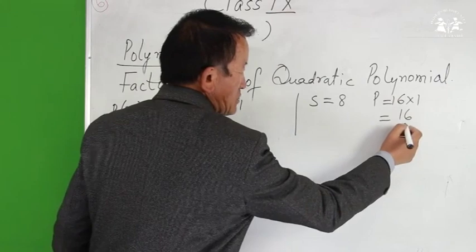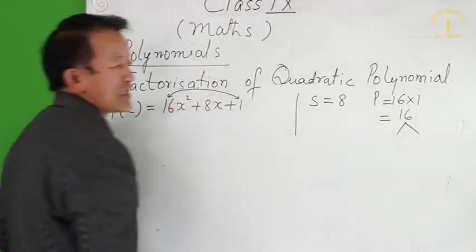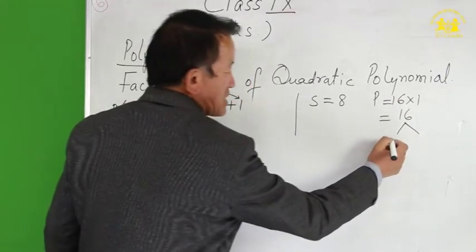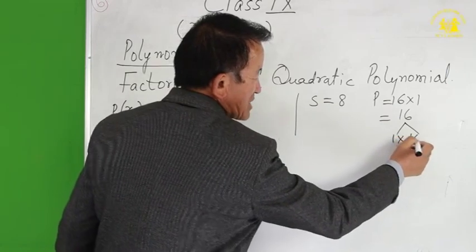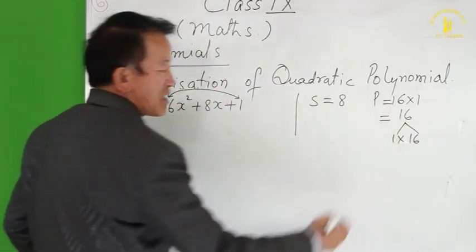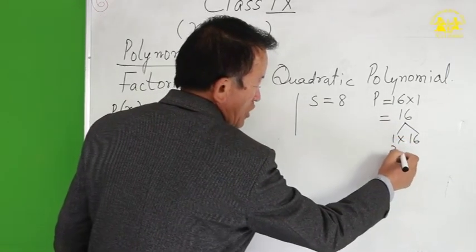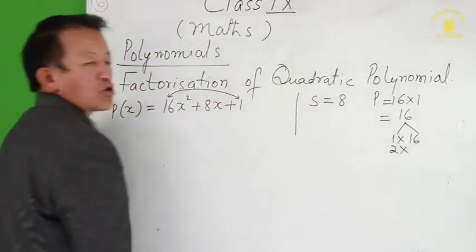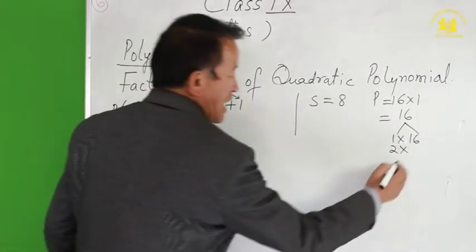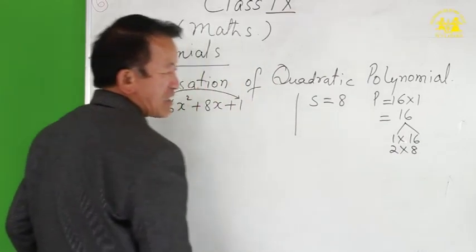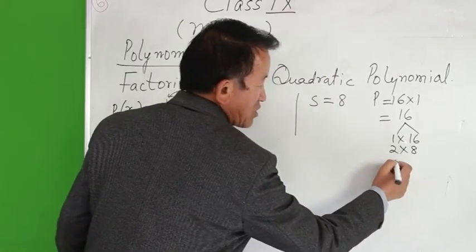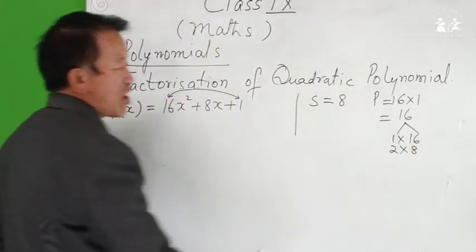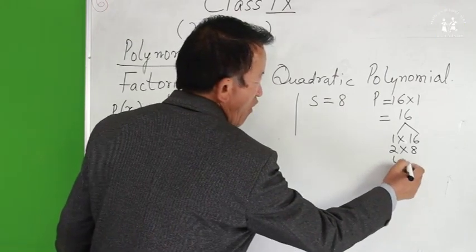Okay, now let's take the factors of 16. 1 multiplied by 16, 16 ones are 16. Then the next will be 2. 2 eights are 16. Then 3 is not divisible. Next will be 4.